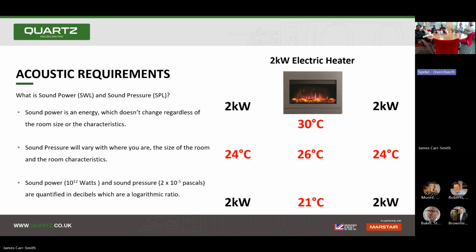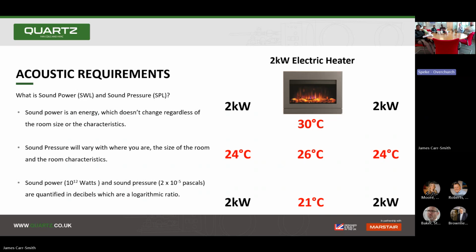It's an energy, it doesn't change, nothing can change it, not the room size, whether it's outside, inside, it's doing what it does. When it comes to the sound pressure, that's a sort of temperature. So if you go and stand right in front of that fire, you'll burn your legs. If you stand at the back of the room, it'll be a lot cooler. And that's more like the sound pressure. So sound pressure essentially is something that will change with that environment.